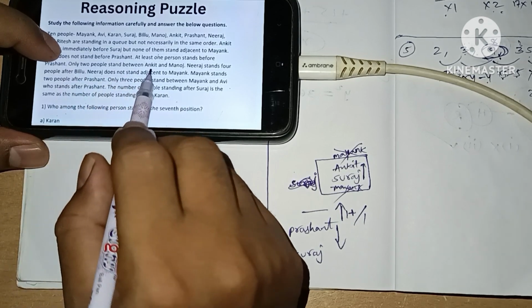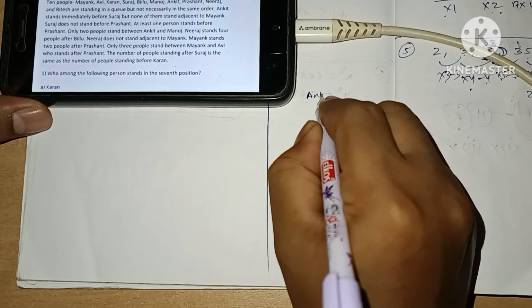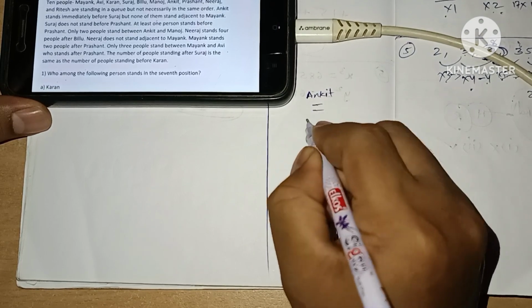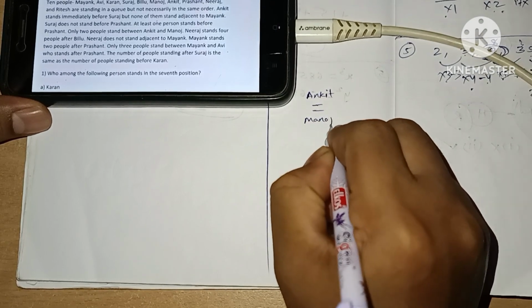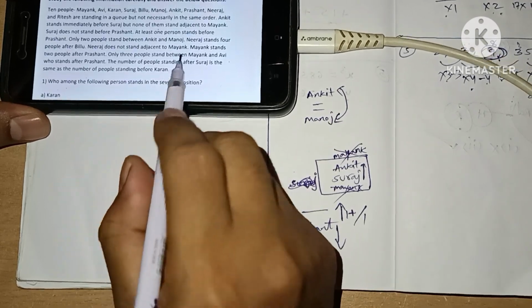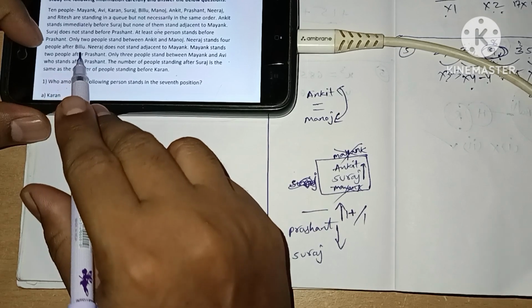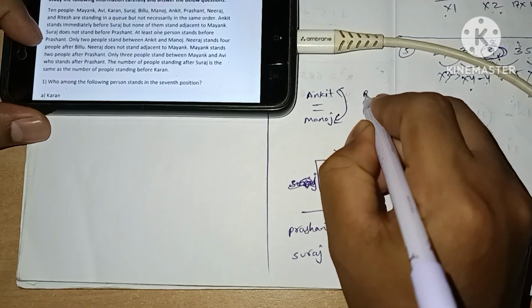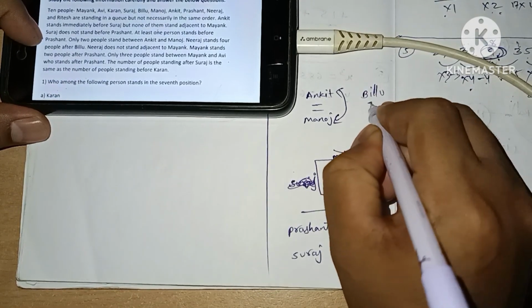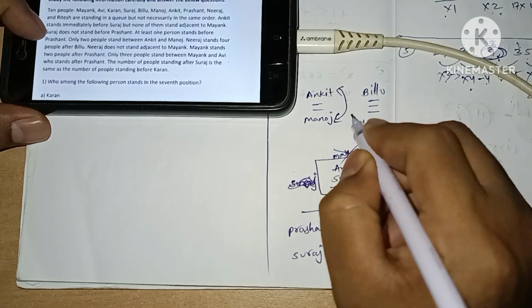Only two people stand between Ankit and Manoj. Ankit, 1, 2, Manoj. Next one. Neeraj stands four people after Bilu. After Bilu, 1, 2, 3. Fourth one is Neeraj.